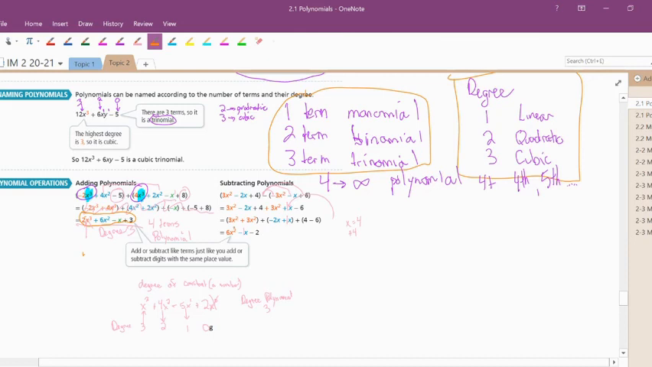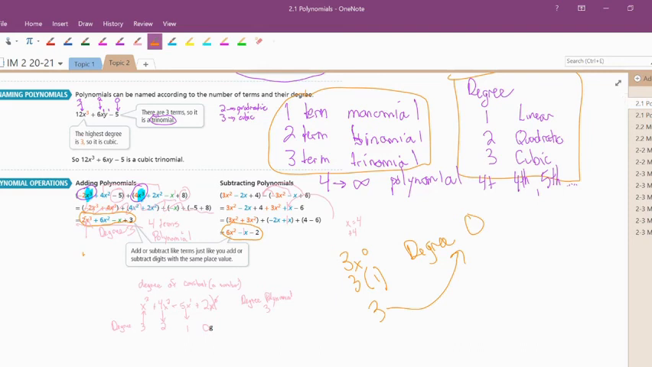We talked about the degree of constants. So again, if that was 3x to the 0, because that's a degree of 0, we know that anything to the 0 is 1. 3 times 1 is 3. So 3 has a degree of 0. And so do 7, 8, negative 5, 3 billion, negative 400 trillion. As long as they're integers and there's no variables, it's a degree of 0.